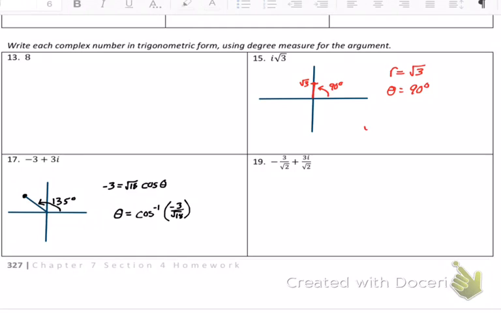Because if I know my r, it's just going to be square root of 3 times the cosine of theta, which was 90, plus I times the sine of that same theta. Does that make sense? Yeah. And it'll be the same thing here, except we have a real, and it'll be 0 degrees. Good on that?